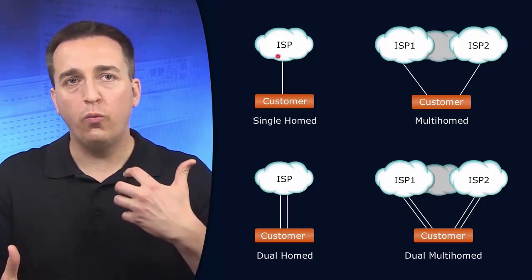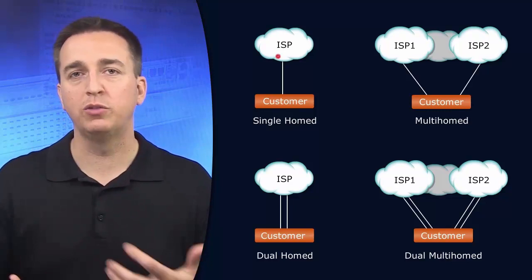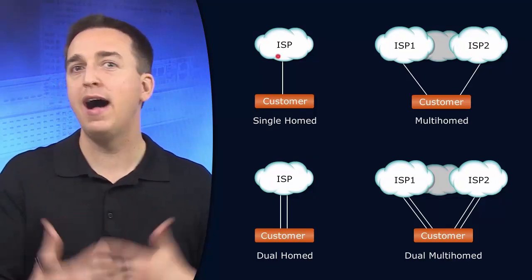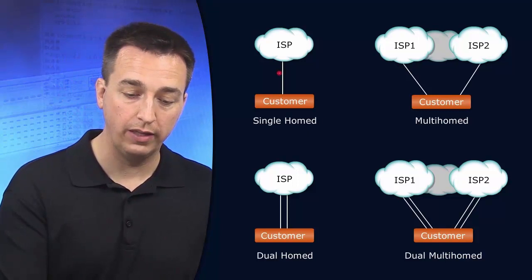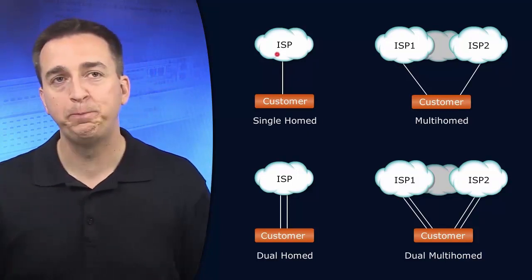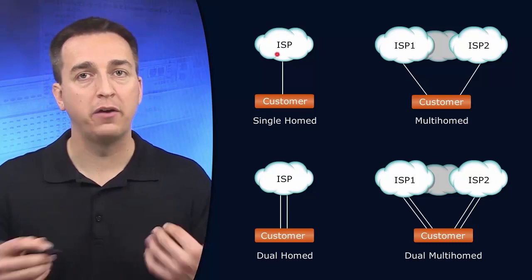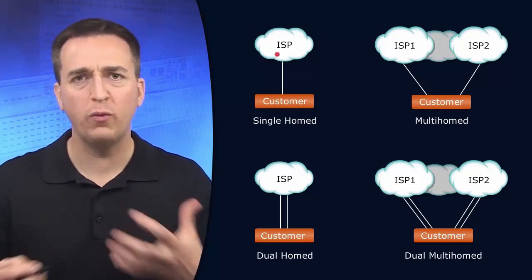So when we're dealing with this type of single-homed solution, there is no redundancy. There is no high availability. If something goes down, any one of these single points of failure, the router, the link, or the ISP, there's no connectivity for the amount of time that it is down. So you have to weigh those options.